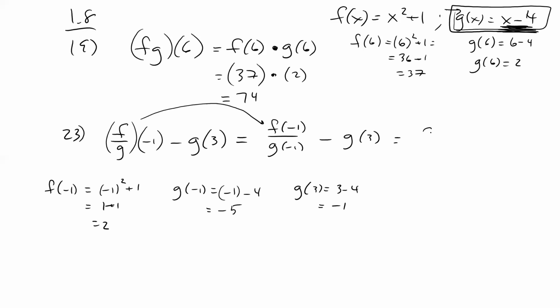Okay, so I have a 2 on top, negative 5 on the bottom, minus a negative. Don't forget the minus there. It's a minus negative 1. So I don't like negatives on the bottom of fractions here. So we can either put it in front or on top. This will be a plus 1. Common denominator is?